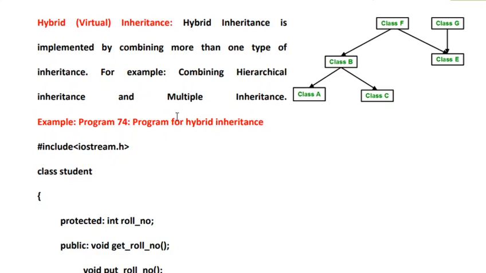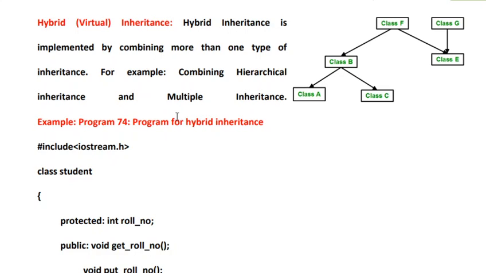So, in today's class, we'll be talking about hybrid inheritance. Now, hybrid inheritance, which is also called virtual inheritance, is a type of inheritance that is created from a combination of other types of inheritance. For example, a combination of multiple inheritance with hierarchical inheritance would result in hybrid inheritance.